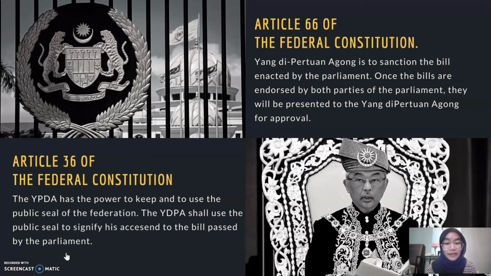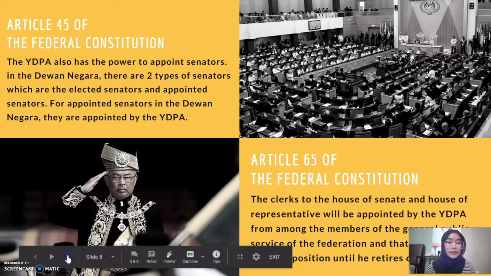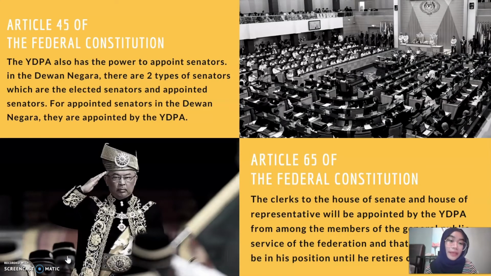This is interrelated with Article 66 just now, because the YDPA shall use the public seal to signify his assent to the bill that is passed by the Parliament. Next, we also have Article 45, where the YDPA shall have the power to appoint the senators. As we all know, in the Dewan Negara there are two types of senators, which are the elected senators and also the appointed senators.